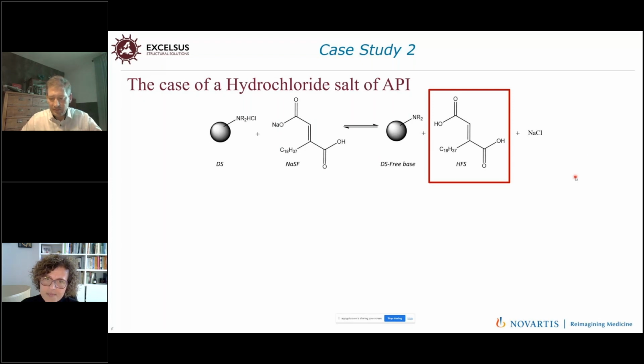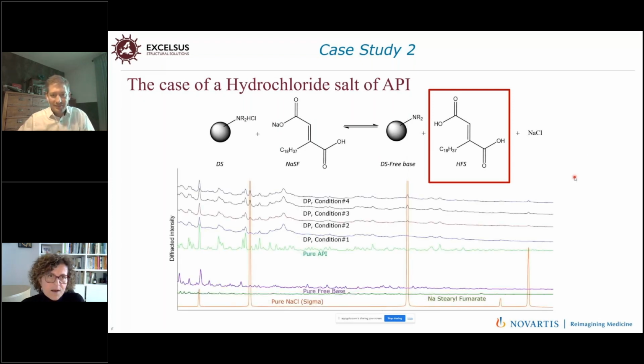And maybe Arnaud, I just let you continue the story. So essentially, Arnaud made this model. He immediately understood that this could have been a sign of interaction between the salt and the sodium stearyl fumarate, correct?